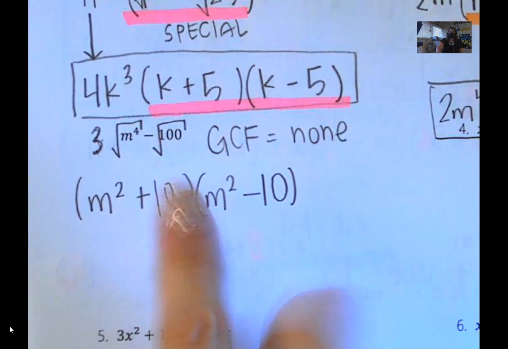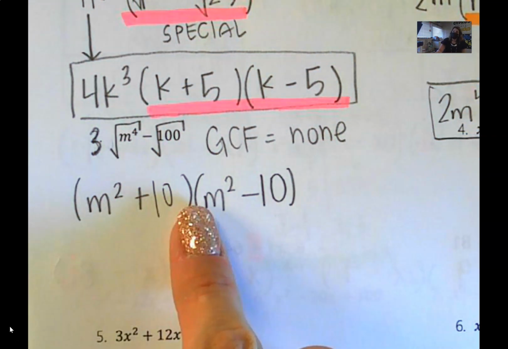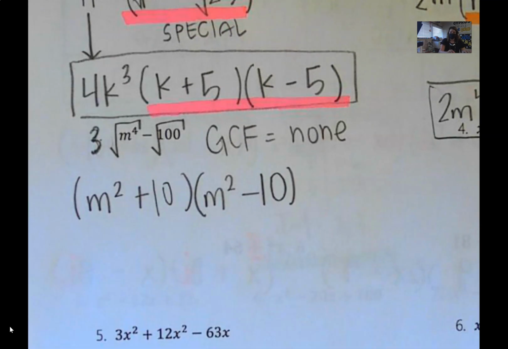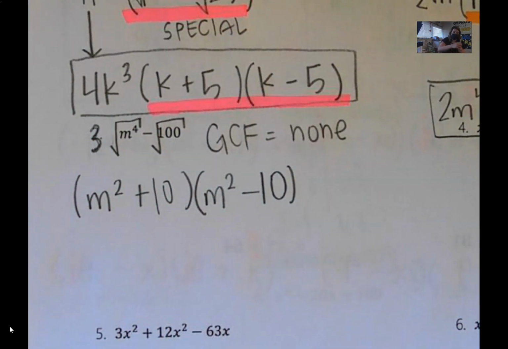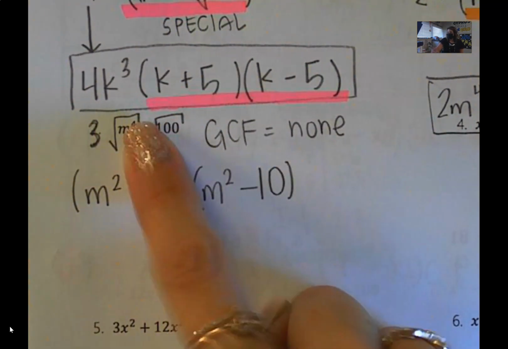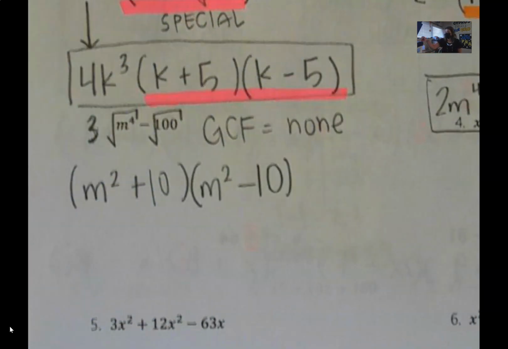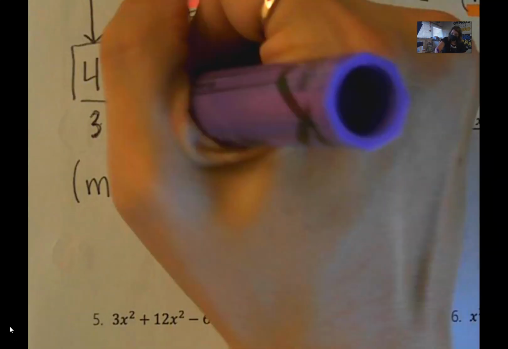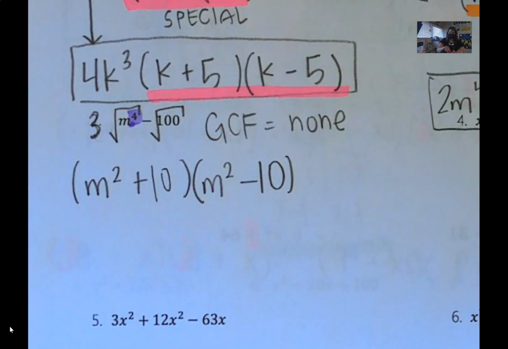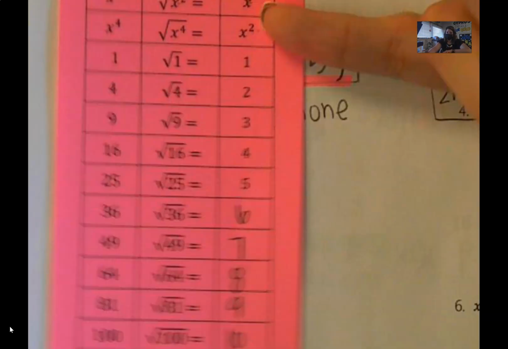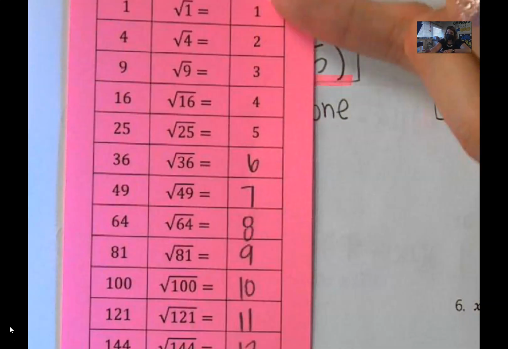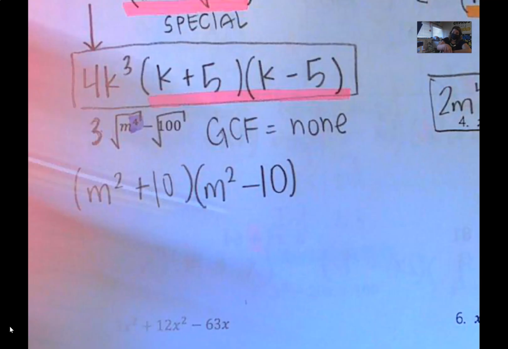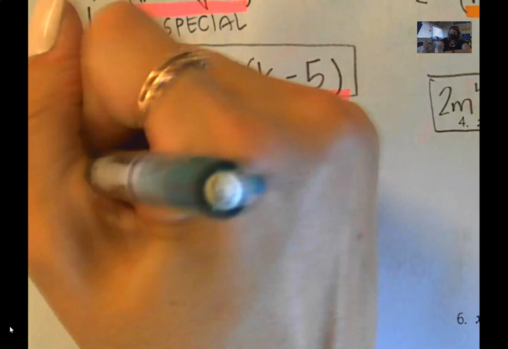And now because I have these squareds here, I want to see if I can go one more time, because remember when we have this fourth, sometimes we end up with 4 binomials. So I'm going to go to my pink card and I'm going to see if 10 is a perfect square. It's not. So that's our answer. We don't go any further.